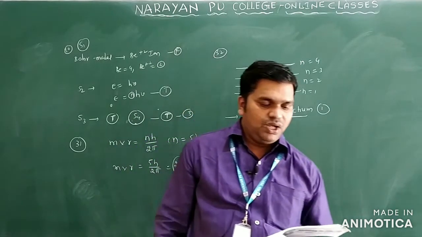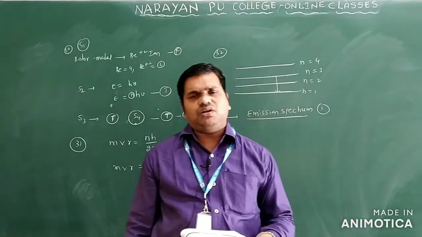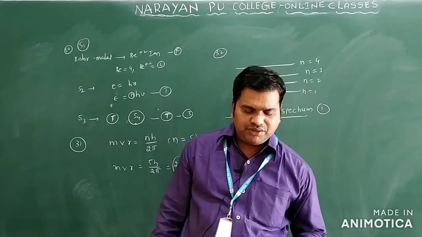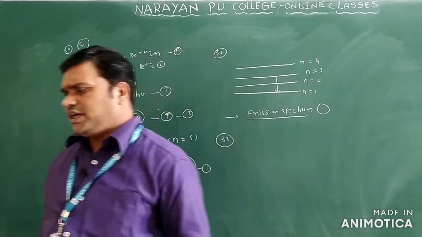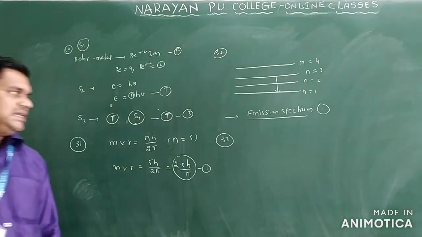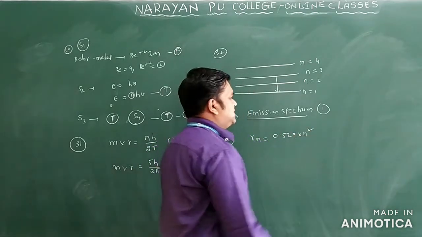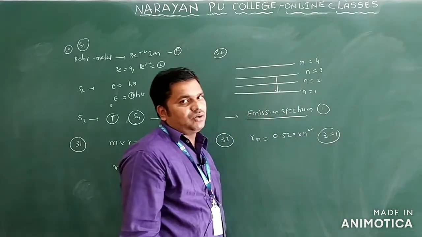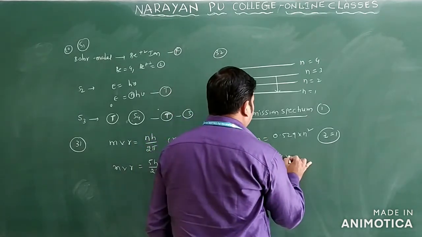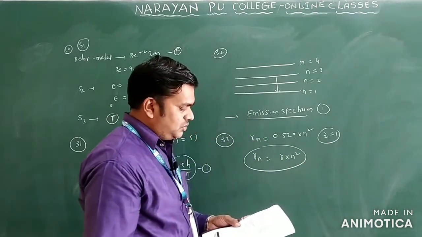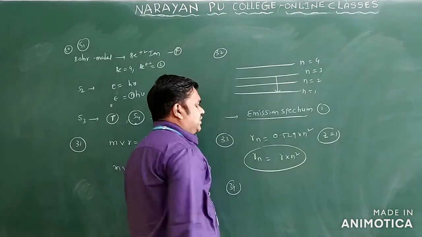See question number 33. r is the radius of the first orbit, and we need the radius of the nth orbit of the hydrogen atom. You already know these formulas. So if r is the radius of the first orbit, what is the radius of the nth orbit? Rn is equal to 0.529 into n square, because Z is equal to 1 here. Z is equal to 1 for the hydrogen atom only. So directly, r is the radius, into 1, and you write n square. So the answer is option 2 for this question.